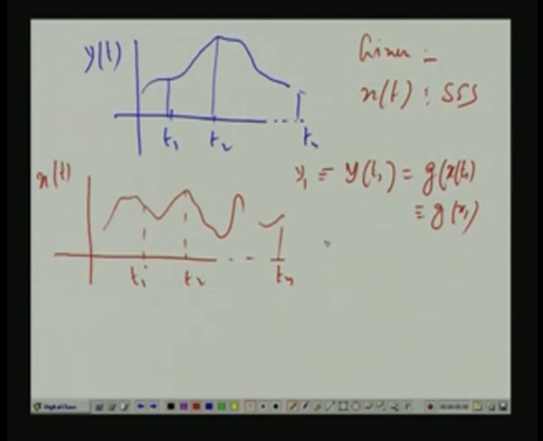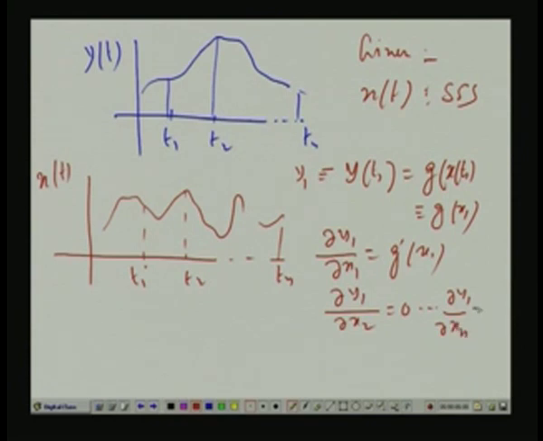Obviously, del y1 del x1 is g prime of x1, but del y1 del x2 is 0, dot dot dot, del y1 del xn is 0. What is x2? x2 is x(t2). What is xn? That is x(tn). It is a short notation. Similarly, when you consider y at t2 and call it y2, then del y2 del x1 is 0, because y2, that is y(t2), is just g of x(t2), that is g of x2.